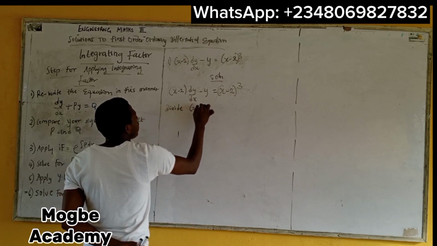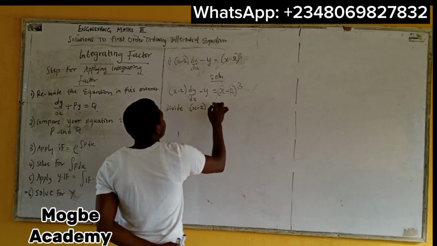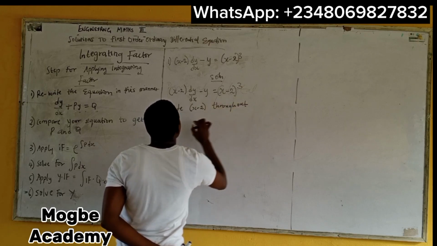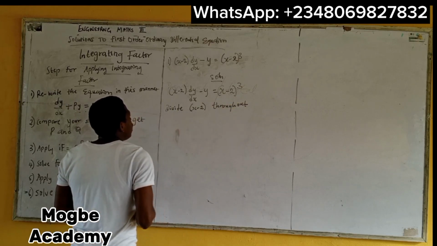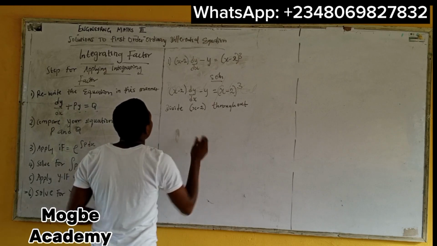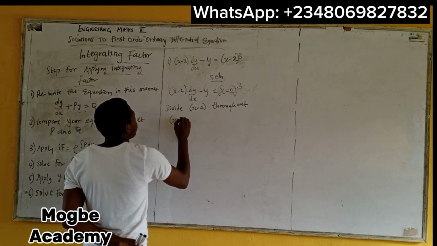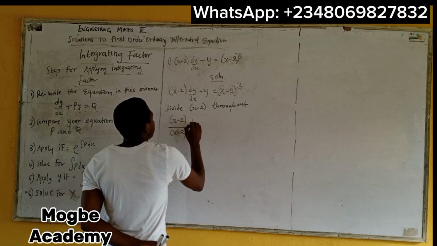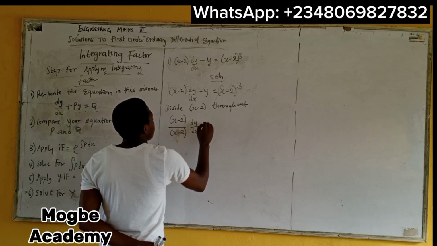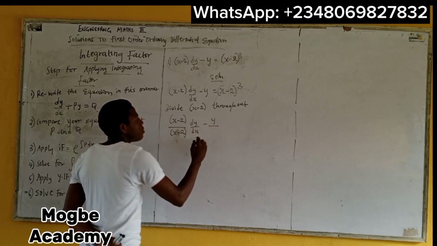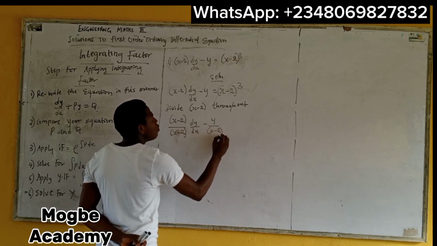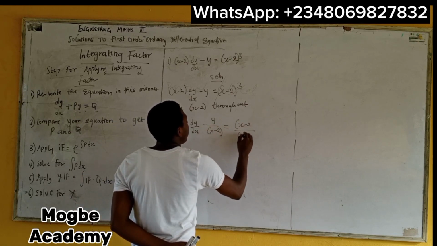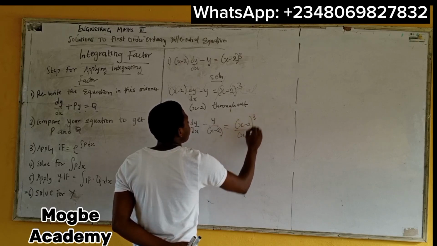Divide x minus 2 out. So that's the first thing you are doing. If you do that, we'll have (x minus 2) dy over dx minus y, divided by what? x minus 2, equal to (x minus 2) over (x minus 2) raised to the power of 3.